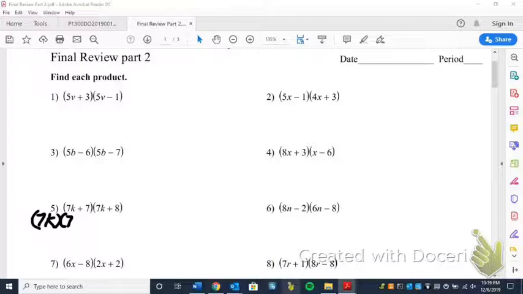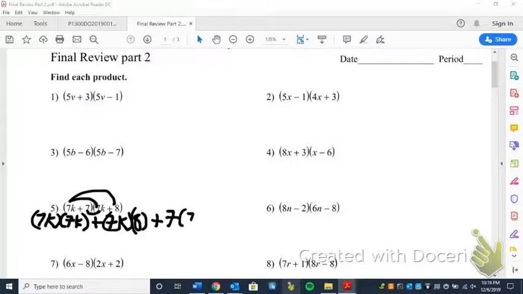So our two firsts here are 7K and 7K. Our outside ones are 7K and 8. See how we multiply the first ones together and then the outside? Our inside ones, 7 times 7K. And our outside ones are 7 times 8.